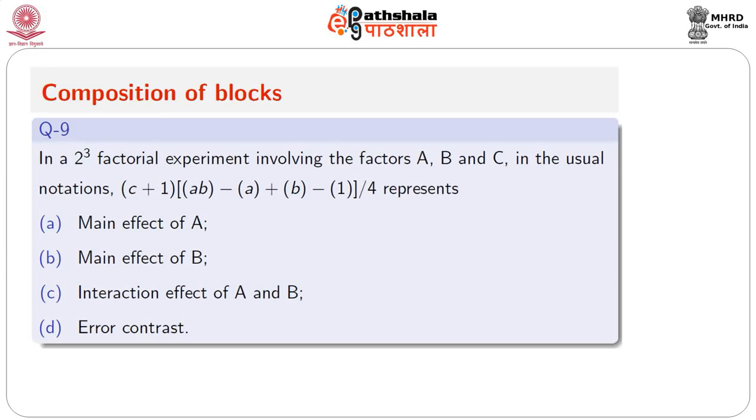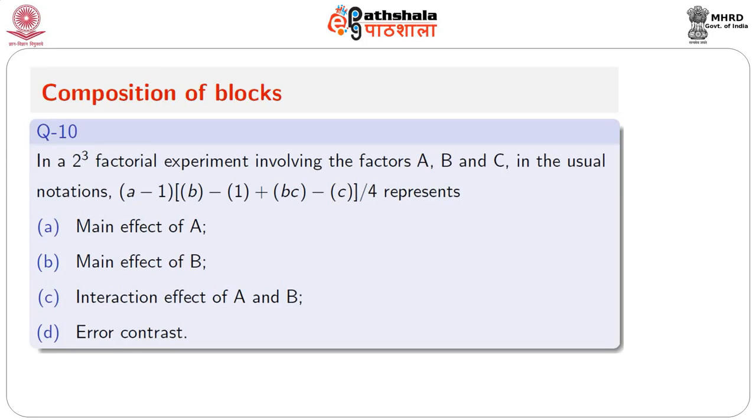Okay? So here, the three factors are there. It's a 2 cube factorial experiment, and this thing is (C plus 1) into (AB minus A plus B minus 1), etc. The moment you see C plus 1, C has never read out. You don't have to worry about C. Now if you look inside, A goes common, A plus 1, B minus 1. It is the main effect of B.